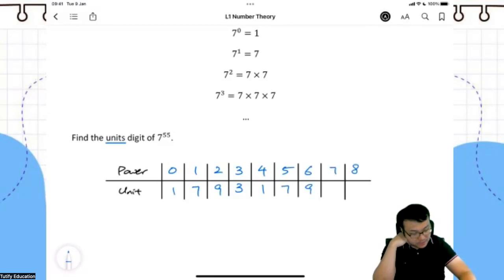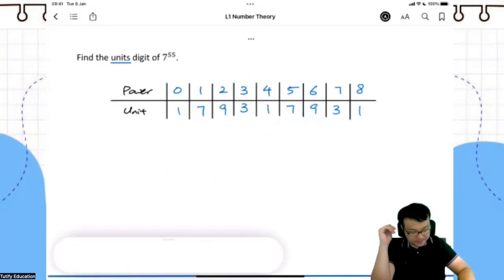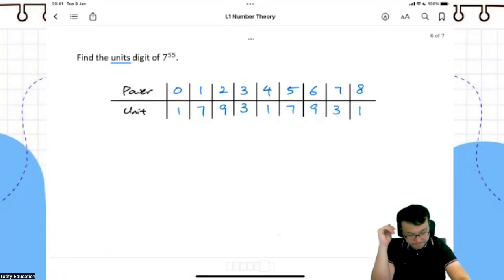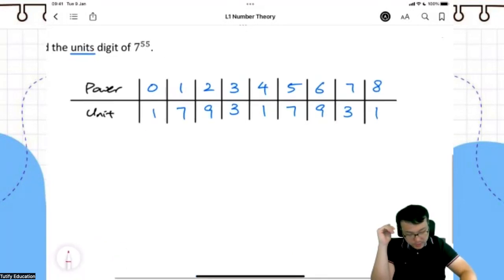Keep on multiplying by 7. You realize that you will form a repeating pattern. So the repeating pattern is 1, 7, 9, 3, 1, 7, 9, 3, right? Okay, we can use this to help us. Okay, where's my red pen? There you go. We notice that the number is repeating. It is repeating in groups of 4, or you can call it a cycle.